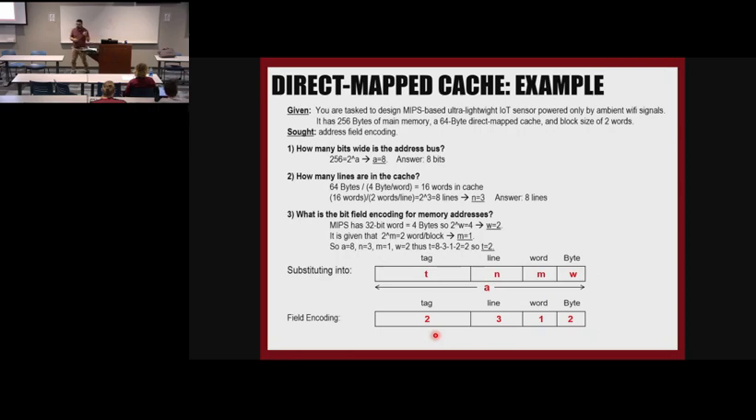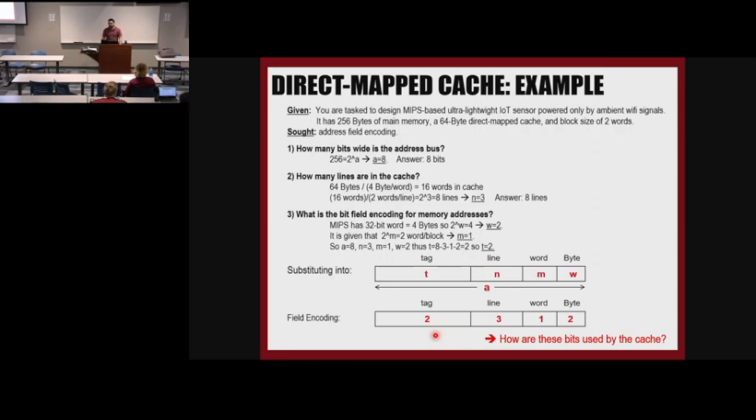Does this make sense? I'm definitely going to ask a question like this in the midterm exam. For sure you're going to have a question like this. It's going to get more complicated because we're going to define different cache types, so you have to know all of them. This is direct map, but we're going to have a set associative cache and a fully associative cache, and they have their own fields too. Okay, so this is it.